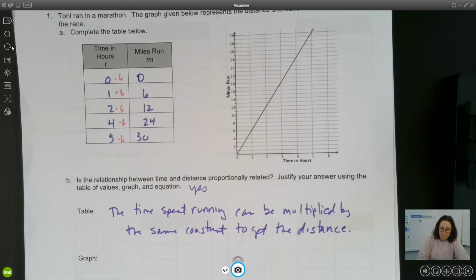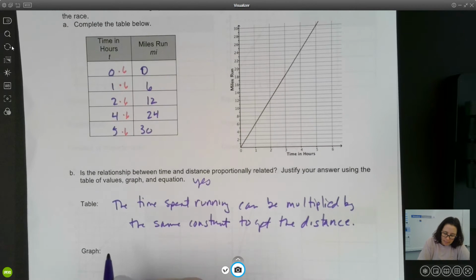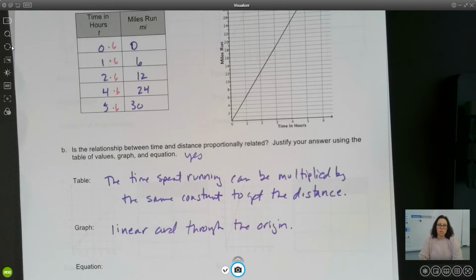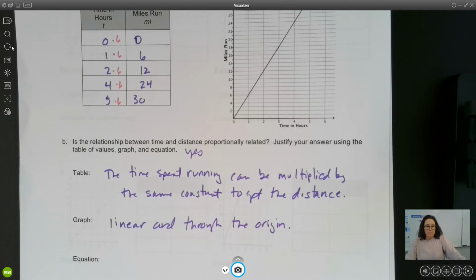Okay, the graph, it's linear and through the origin. Okay, remember the word linear means it's a straight line and then it goes right into 0, 0.